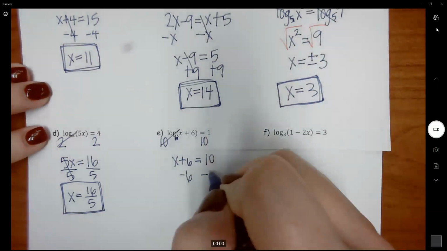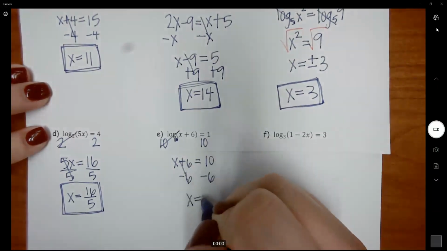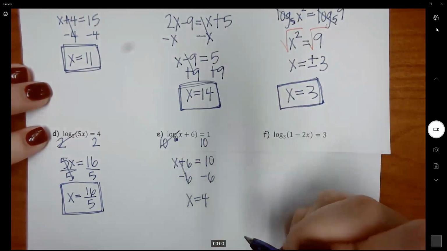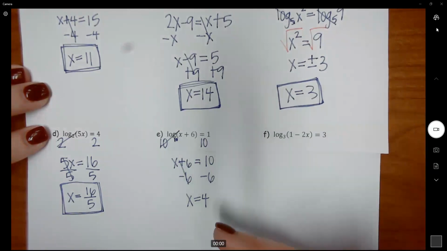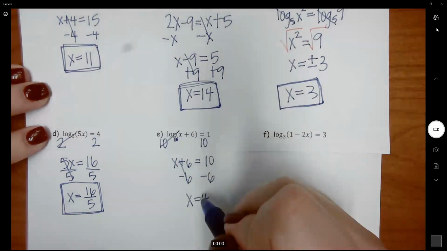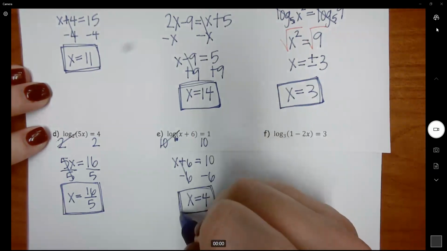I'll subtract my 6, and we get x equals 4. When you plug it in, do you get a positive log? 4 plus 6 is 10, and so that does work.